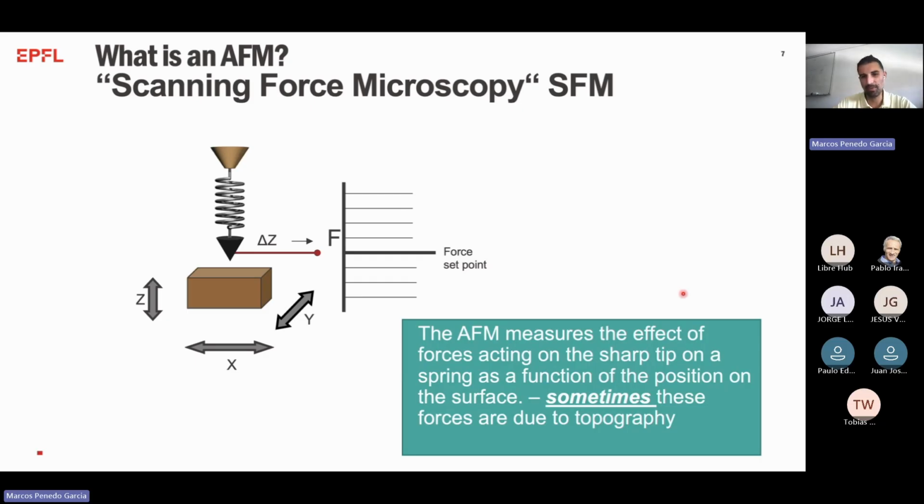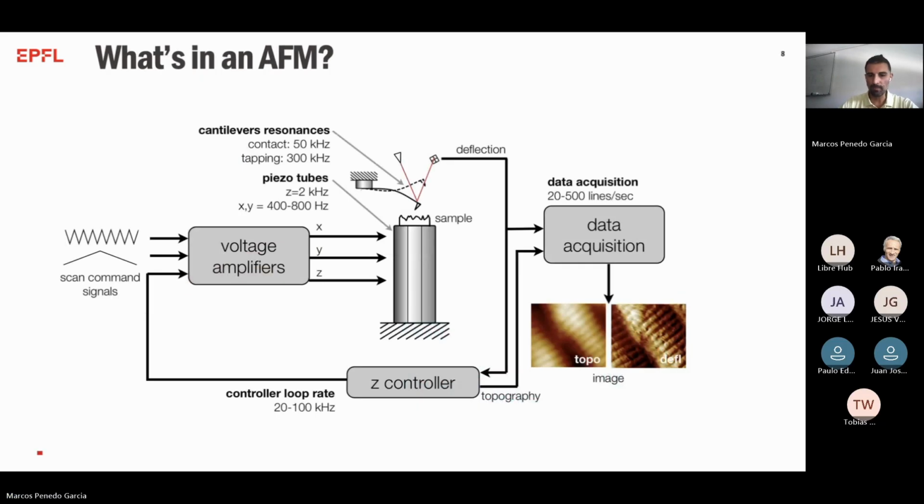Sometimes, depending on the forces and the technique you use, you can address these forces, or you can transform these forces into topography of the image. For that, what do you need? I introduced it before, but mostly you have the scanner, that is the one that moves the sample in X, Y, Z.